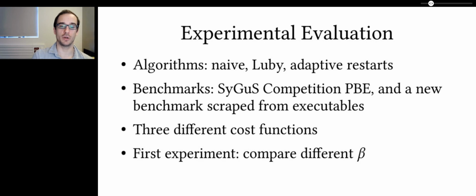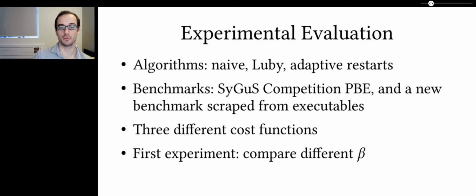So even without theoretical results, we can still run an experimental evaluation. We compared our adaptive restart algorithm against the naive algorithm, which doesn't do any restarts, and the Luby restart algorithm. We did our comparison on two different benchmarks, one from the SyGuS competition and one that we obtained by scraping the basic blocks from executables.